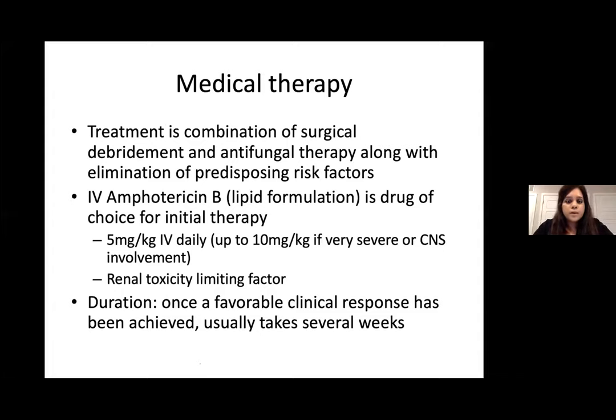So moving on to medical therapy. Treatment is a combination of surgical debridement and antifungal therapy, along with limiting or eliminating predisposing risk factors. First line treatment really is IV amphotericin B. Lipid formulation is preferred. It's the drug of choice here. So you can start at 5 mg/kg IV daily.